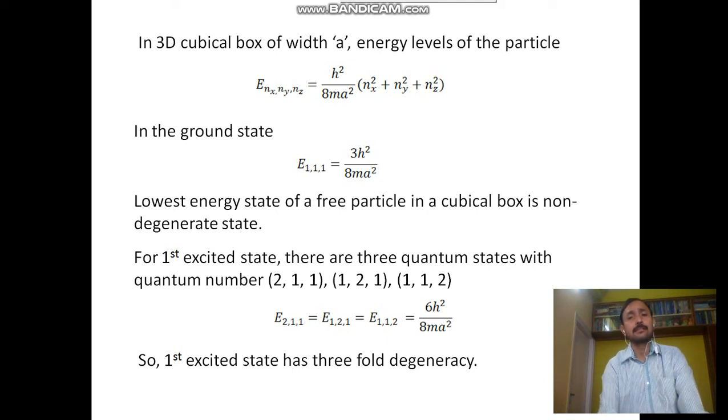For the first excited state, there are three quantum states with quantum numbers 211, 121 and 112. For all these, putting in this formula, the energy eigenvalue becomes 6h square by 8ma square. That means the energy eigenvalue is the same, but the wave functions are different. So the first excited state has threefold degeneracy, and this state is a degenerate state.